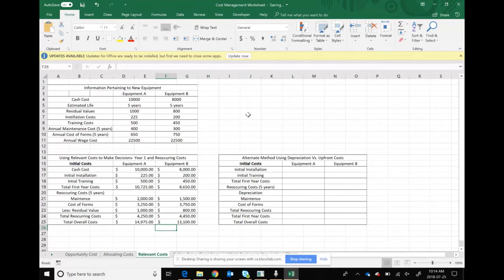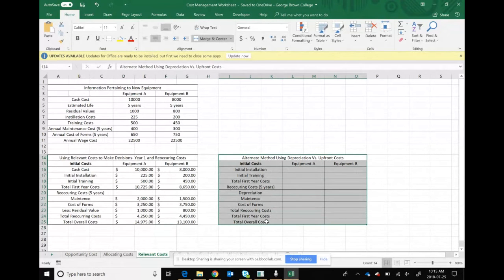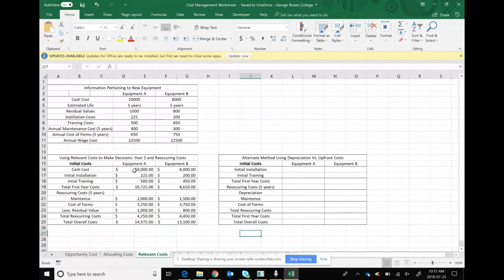Now there's another way to do it, and you're going to get the exact same answer. However, if depreciation is allocating cost over the course of an asset's useful life, we must take depreciation into account. So we're going to look at the alternate method here. I'm just going to copy and paste some of this information because I don't want to type it out anymore.